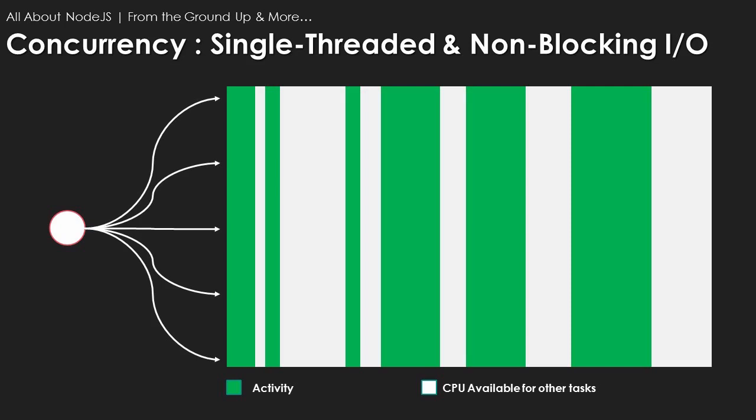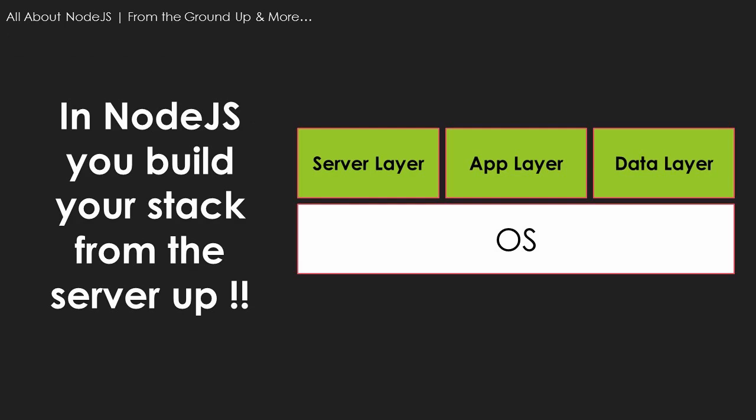When the response to an I/O request is received, it goes back and executes the callback code that processes the data as desired. Another thing you need to know is that in Node.js, unlike let's say in PHP or Ruby, you build your own stack. And that means writing a server, the app logic, and binding it with a data store like a MySQL database, or preferably a non-SQL database like MongoDB.